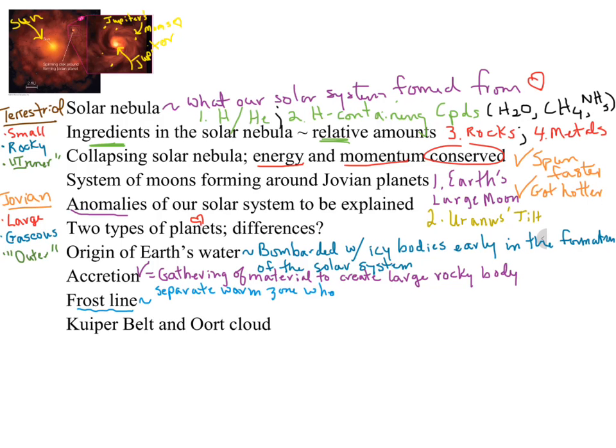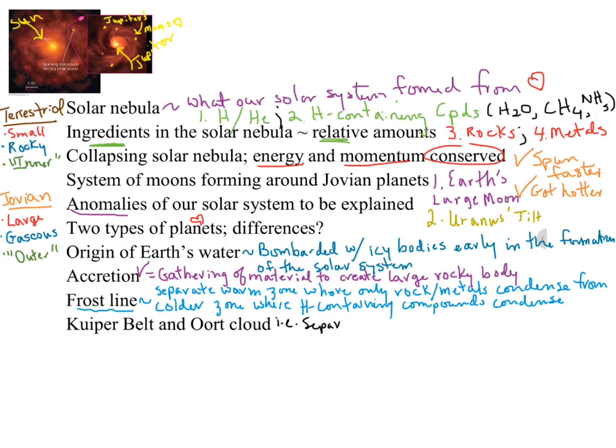The frost line basically separates two temperature zones. It separates the warm temperature zone, where only rock and metals could condense, from the colder temperature zone out away from the planet. So in black it says, to summarize, what the frost line does is basically separate our 4 rocky planets from our 4 Jovian planets.